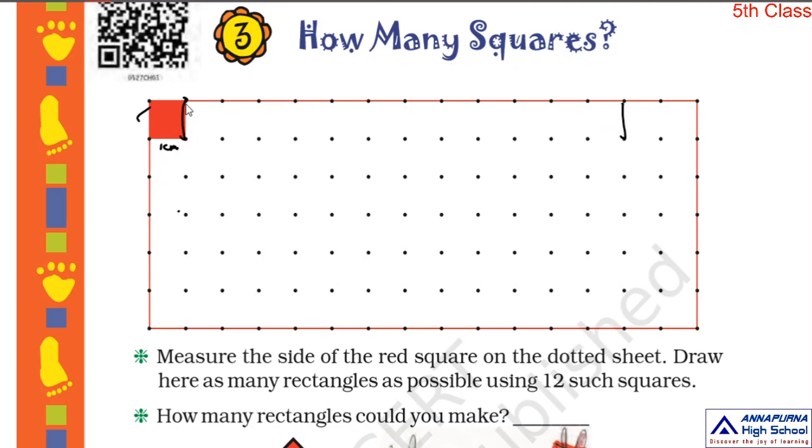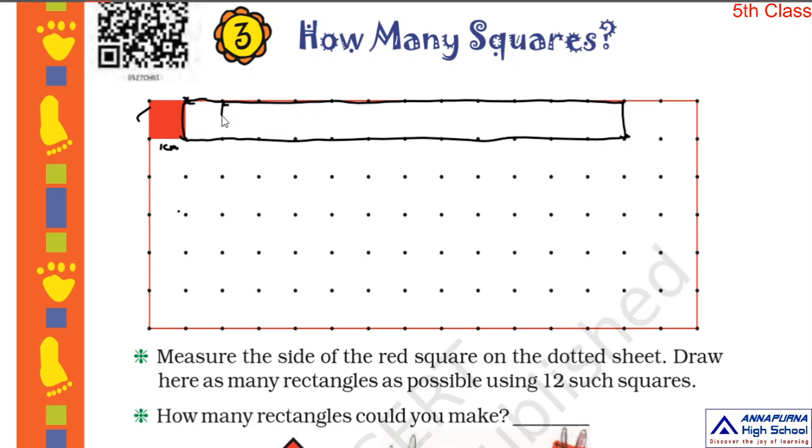That means by using these 12 squares, we can form the rectangle like this. You draw a line along the dotted dots so that we can get the rectangle. So this is the rectangle, the shape which is in the shape of a rectangle.